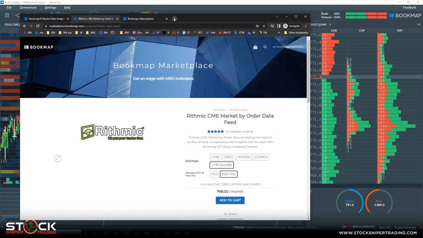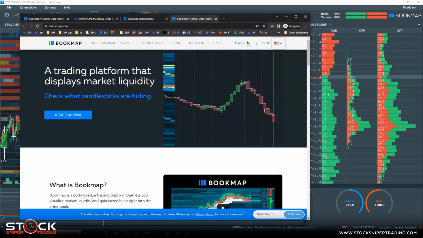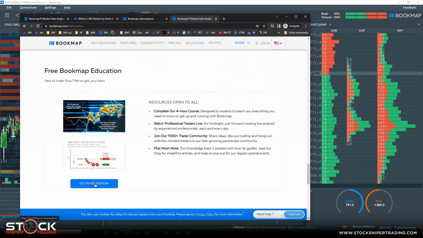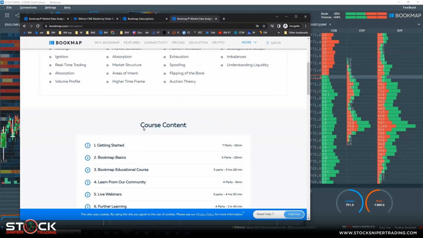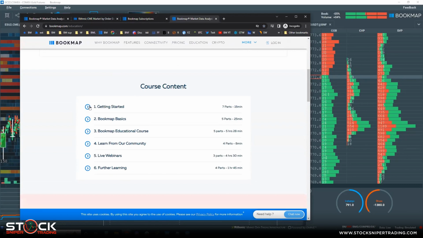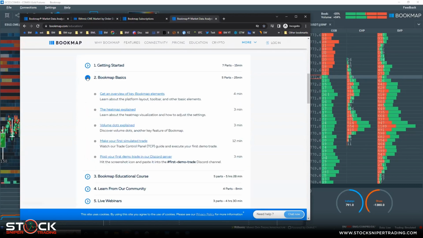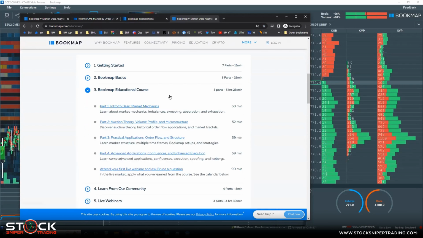And the data. I want to show also the onboarding here. So the reference to materials here. Let's click on the more button here, and then we'll go to education here under resources, or you can go to education up here as well. And then you'll click on go to education. All right, so this is our onboarding in here. We have it structured as 1 through 6, getting started, some videos in here. Bookmap basics, going through the basics in here. Our educational course.